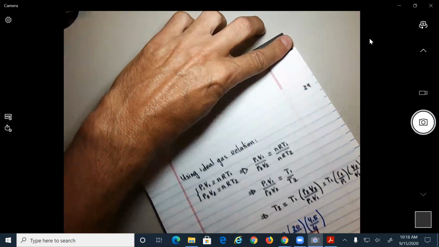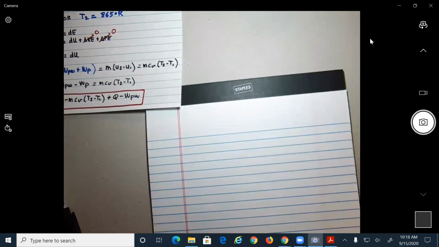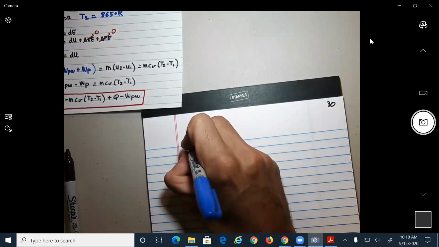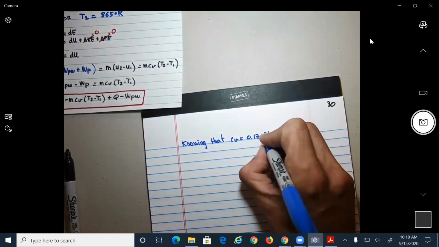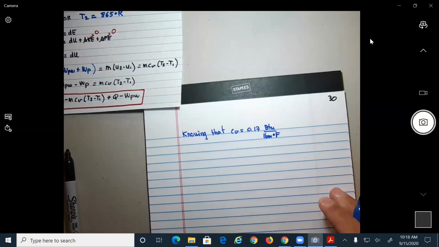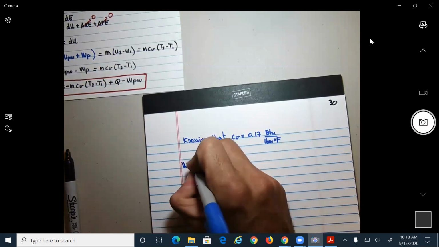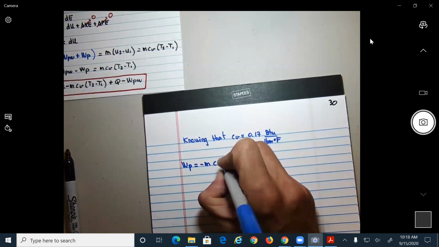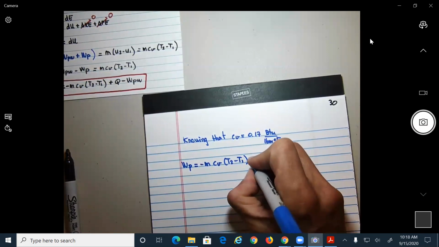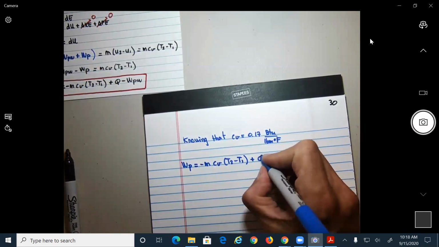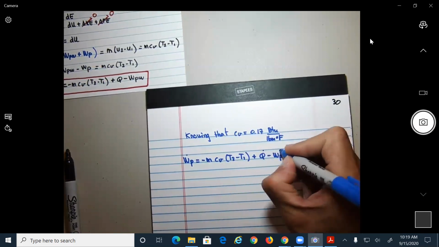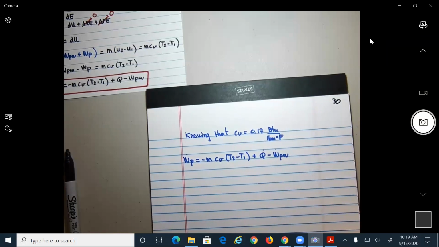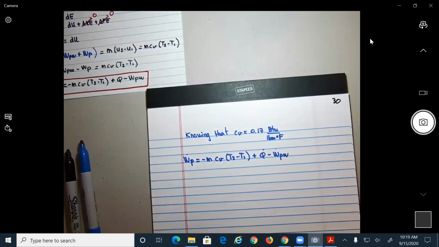All right, so over here, let's say that, knowing that C_V equals 0.17 BTU per lb mass Fahrenheit, that's what they had on that table. Let's do the calculation. We have work of the piston, let me just rewrite it, equal to minus m C_V times T2 minus T1 plus Q minus work paddle wheel. Okay, and here put points over here, sorry. All right, so in this equation, we have everything except what? Except for the mass m.